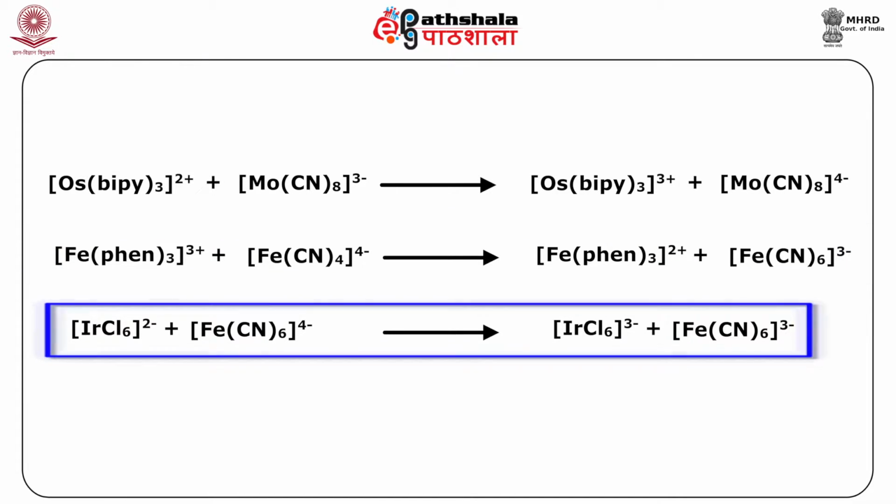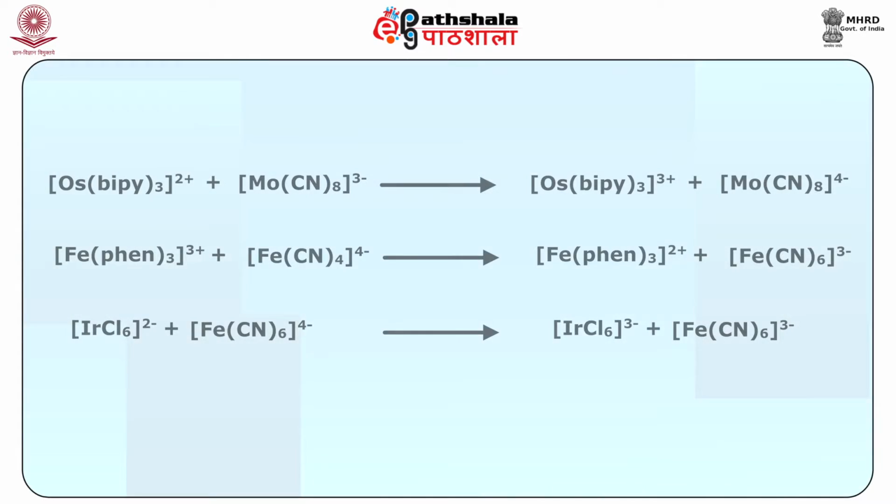The third example is iridium hexachloride, where iridium is in +4 oxidation state, which reacts with the iron hexacyanide system where iron is in +2 oxidation state, and then it reduces iridium 4 to iridium 3 and iron 2 to iron 3.